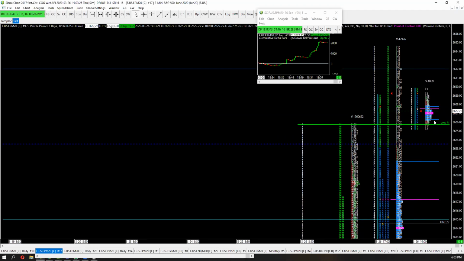Oh, TradeStation doesn't have TPO charts? Oh, that's weird. They've been around for a long time. I know they have a lot of stuff in there. Oh, okay.